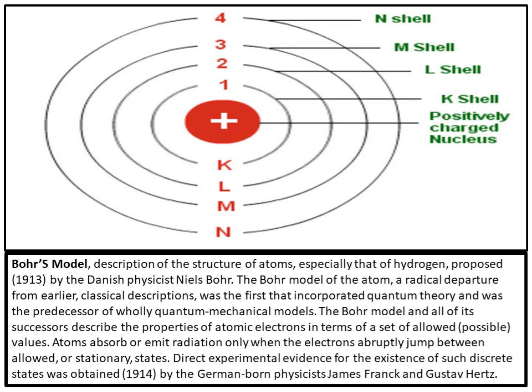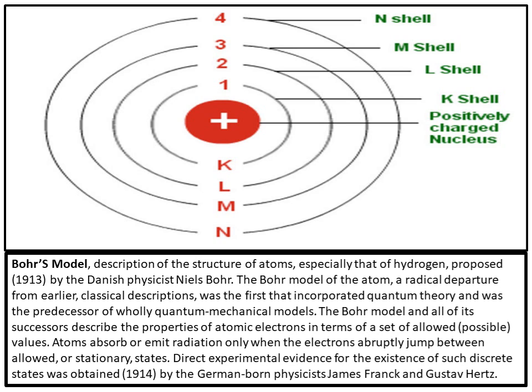Bohr's model describes the structure of the atom, especially that of hydrogen, proposed in 1913 by the Danish physicist Niels Bohr. The Bohr model of the atom, a radical departure from earlier classical descriptions, was the first that incorporated quantum theory and was the predecessor of wholly quantum mechanical models.